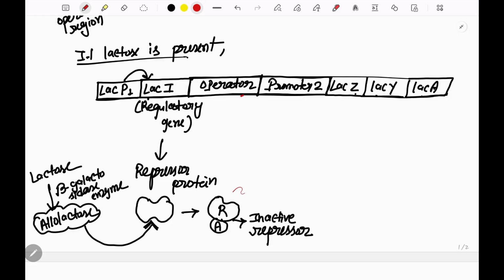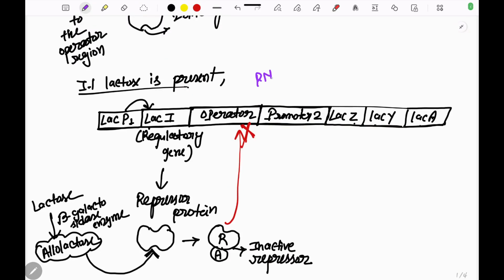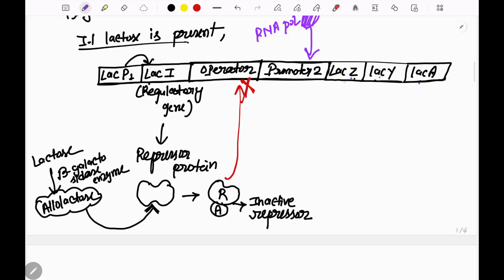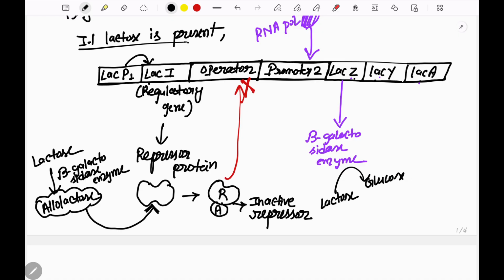Okay, so now this cannot bind to the operator site, so the RNA polymerase gets open, and the RNA polymerase binds to this promoter region, which further helps in the transcription and translation of the LAC-Z, LAC-Y and LAC-A genes. So through transcription and translation they produce the proteins. So basically they are enzymes. LAC-Z produces the beta galactosidase enzyme, which further helps in breakdown of lactose into glucose and galactose.